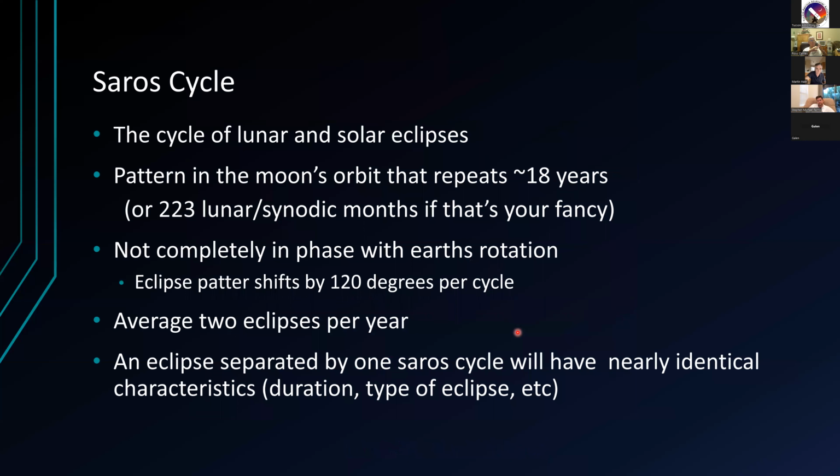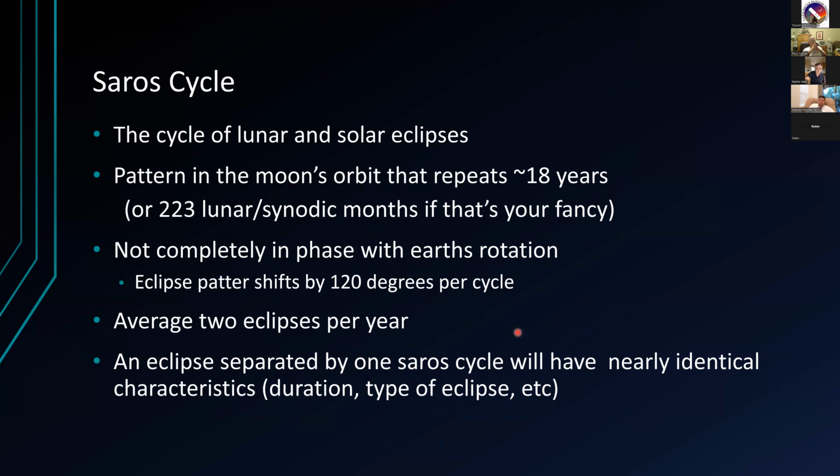So eclipses are driven, from our point of view, by what's known as the Saros cycle. It refers to a periodicity of the Earth and the moon's orbits with respect to each other.